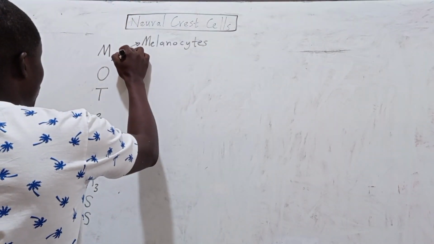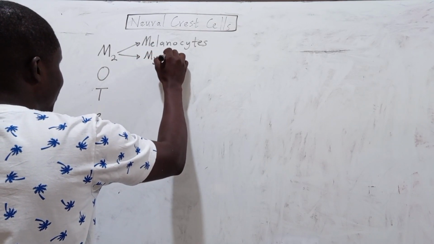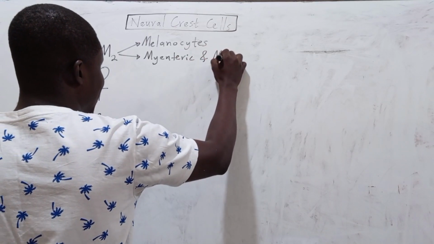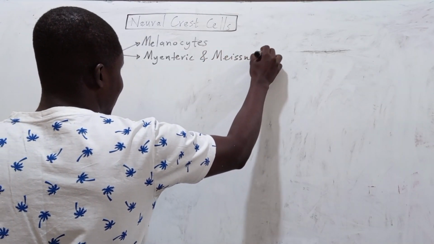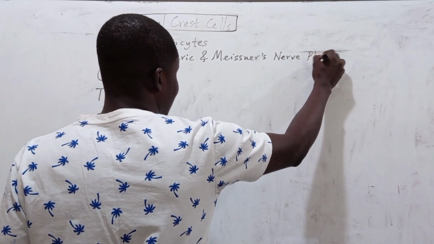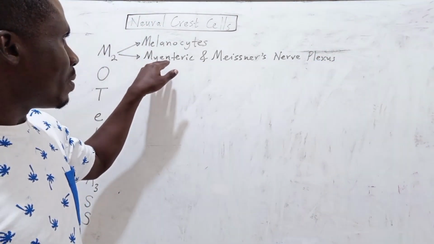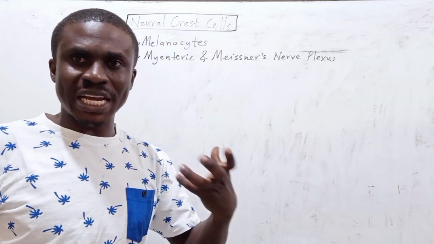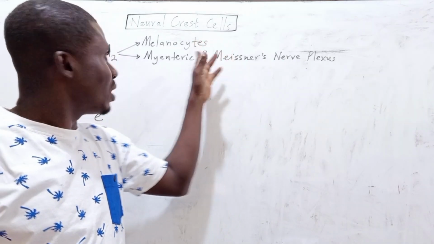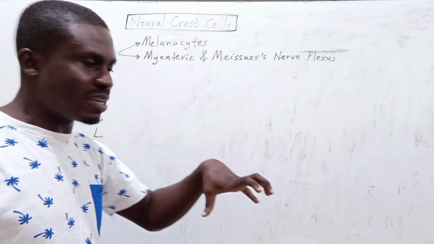Now, the next one that we want to look at is what we call the myenteric nerve plexus. So the melanocyte will become a mesenchymal derivative, and likewise the myenteric nerve plexus.